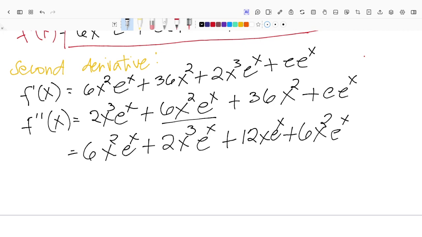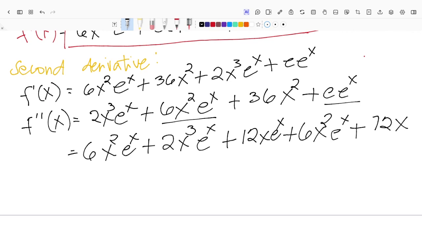And after this, we need to differentiate 36x squared. And we can express it as plus 72x. And for our last term, the derivative of this is just itself, since e is a constant.